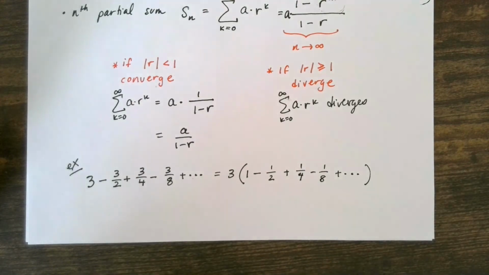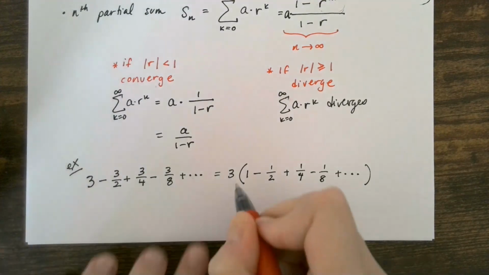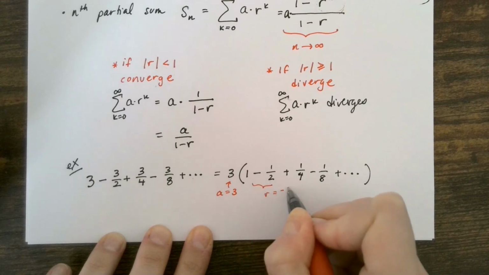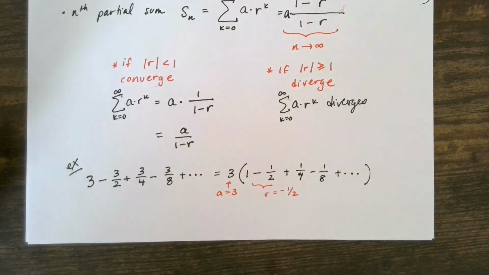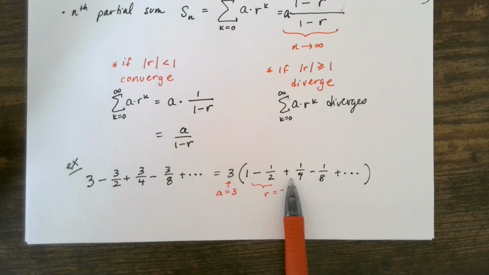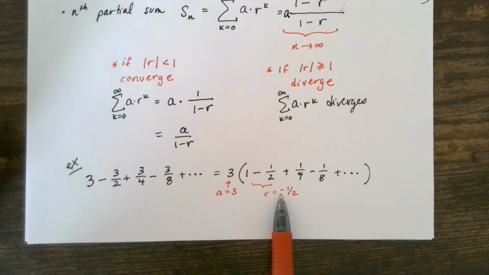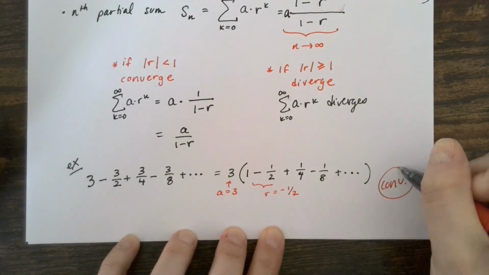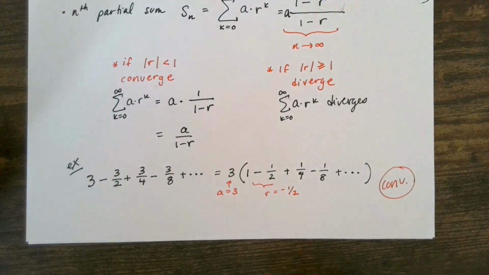So I can tell from what I have now that the A is 3, and my R is negative 1/2, because I have a minus sign here. I can see the odd powers of a half are giving me those minus signs, and the even powers give me a plus sign, because the minus signs cancel each other out when there's an even number of them. The absolute value of negative 1/2 is smaller than 1, so we can tell that this series is convergent.